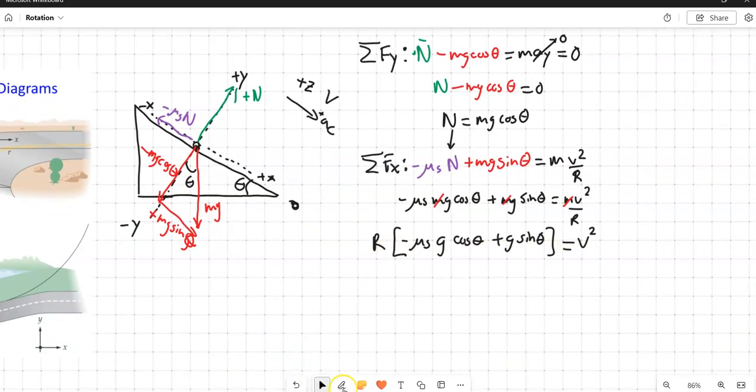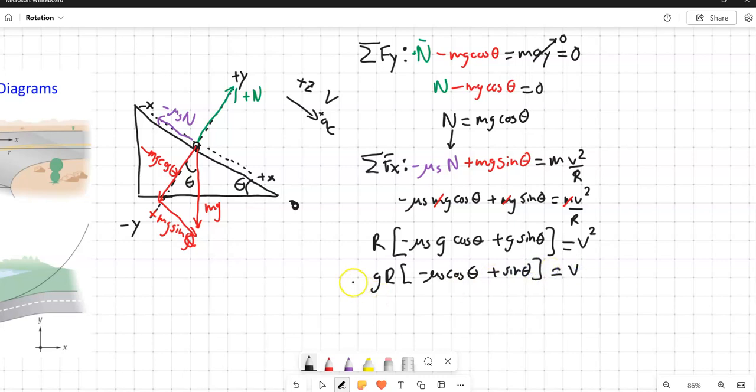We could actually pull a g out at this point. So g times r, and this is going to be negative mu sub s times cosine of theta plus sine of theta equals v squared. If we take the square root of both sides, you get this. It's a somewhat clean equation which relates all of those variables to v.